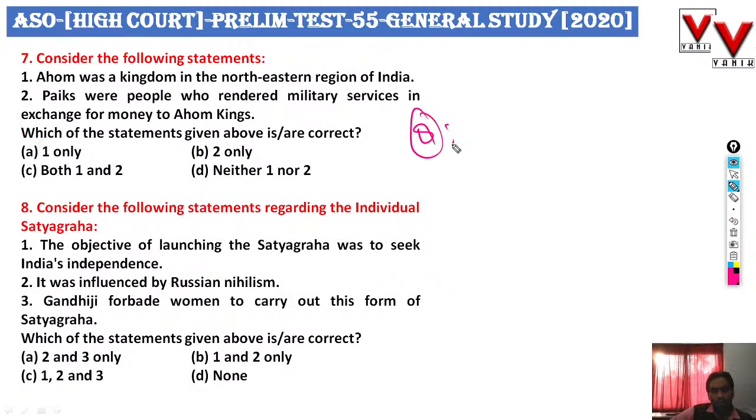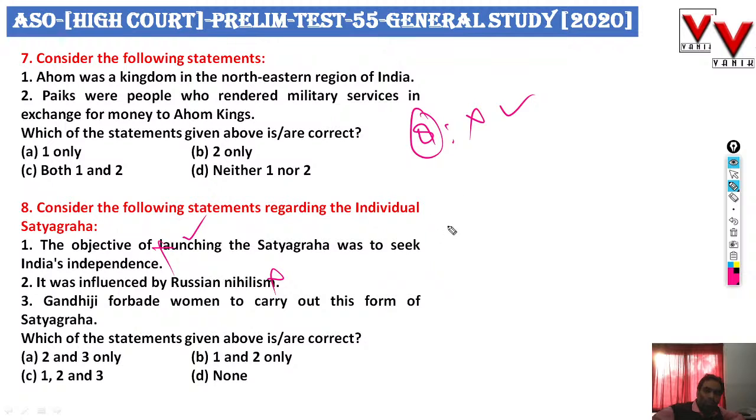Now we are going to discuss the next question, that is the eighth one. Consider the following statements regarding the individual satyagraha. The objective of launching the individual satyagraha was to seek India's independence. This was not correct, because in the individual satyagraha they were not satisfied with the Cripps mission. The Congress was not able to respond to the provisions of that particular mission. In that respect, they did not want to embarrass the Britishers, so they did not want to have a mass scale rebellion against the Britishers. That's why they launched the individual satyagraha. So it was wrong that the sole objective was to have India's independence.